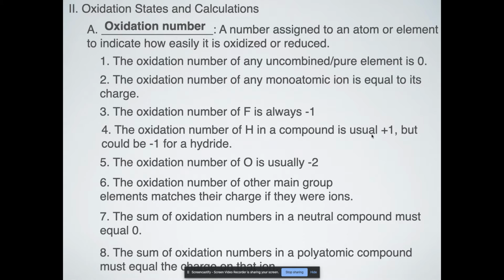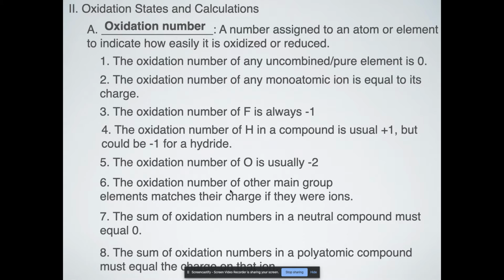H is going to be a plus 1. In our class, it will always be a plus 1, but occasionally when there are hydrides, it's a minus 1. But we haven't really dealt with hydrides for the most part, so you really won't see any hydrides now. Oxygen's usually a minus 2, but on occasion it can be a minus 1 if it is a peroxide, but we don't really deal with peroxides. So again, for our situations, it's always going to be a minus 2.